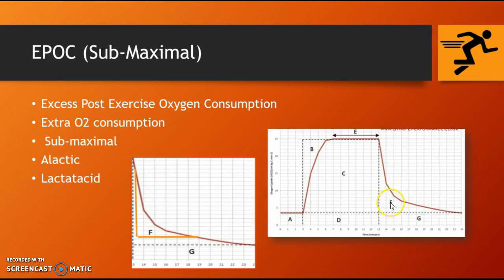So F, this is basically EPOC, which is what I've got here. This is basically this picture shortened down. F is EPOC, so here you have your alactic part, and then you have your lactic acid part here. G shows you the length of time the recovery will take, from the end of exercise to around about here, back down to resting state.